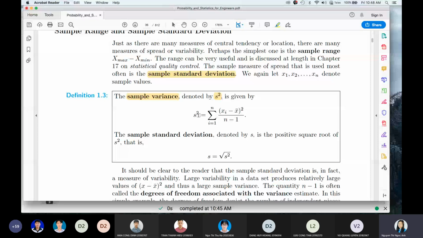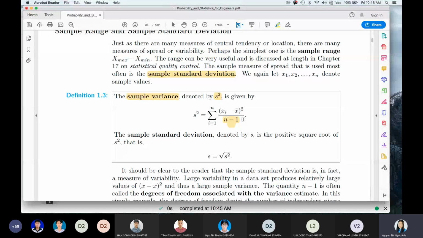It's not over n. X bar is x1 plus up to xn over n. However, sample variance is over n minus 1. Why? We have the theory in the previous chapter.